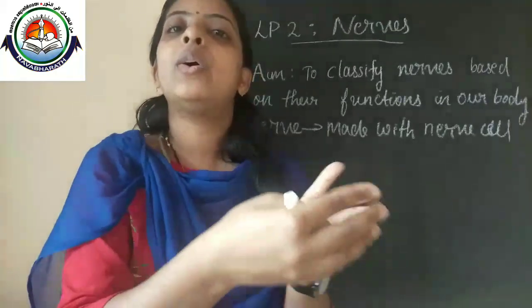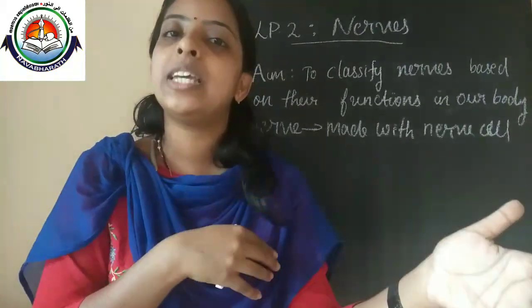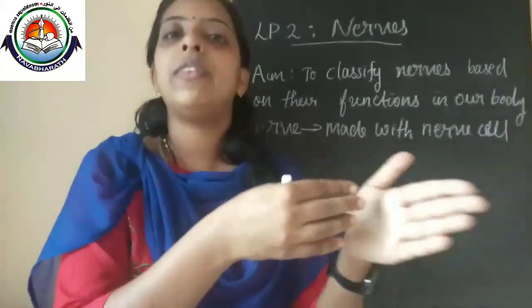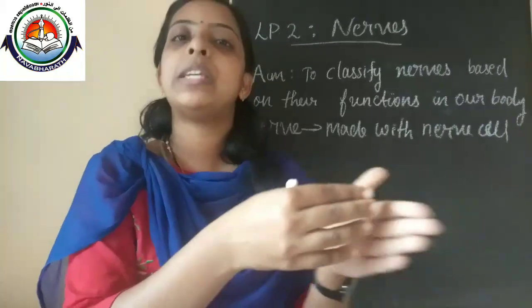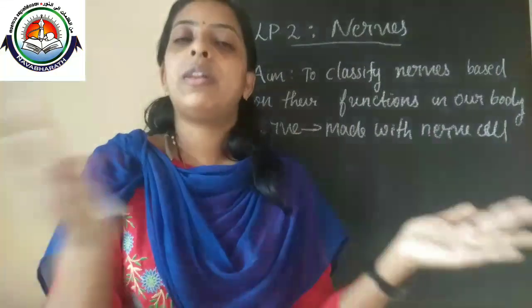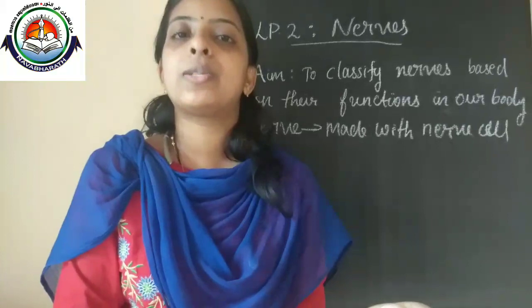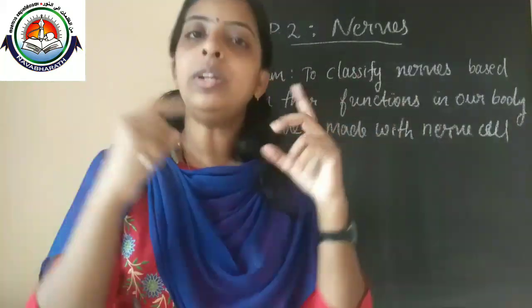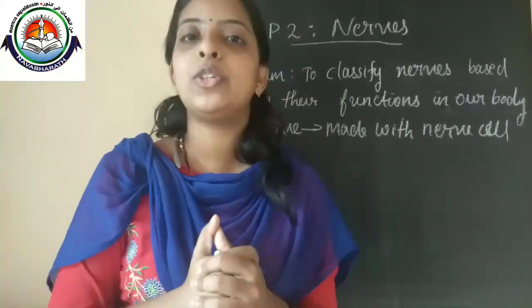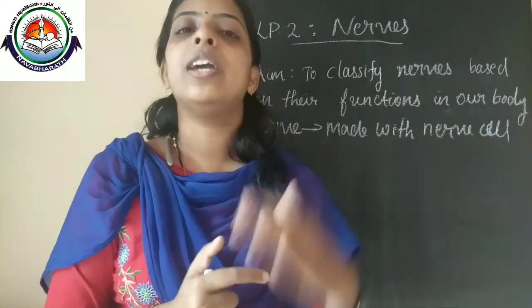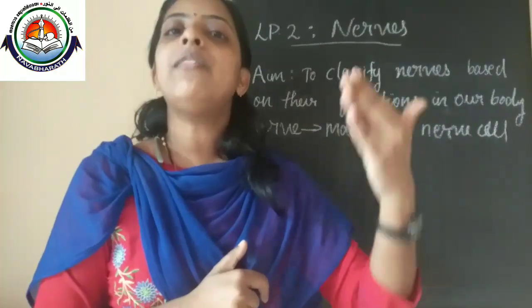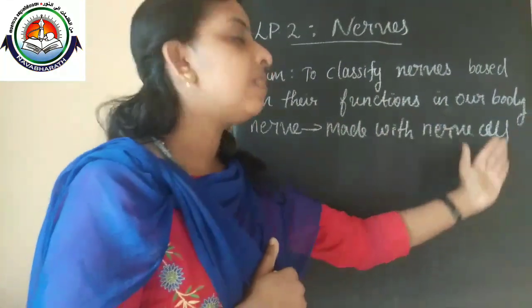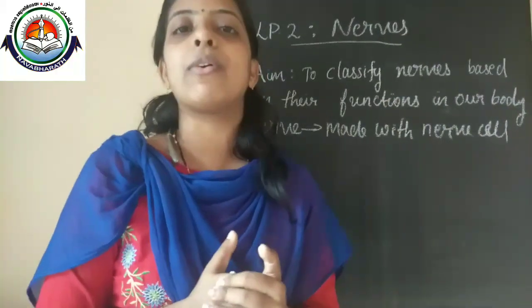It allows the flow of messages, or the passage of various information, from the brain to other parts of the body and from various parts of the body to our brain. Are you clear about the topic now? Okay, so nerve is nerve. What is it made up of? It's made up of nerve cells or neurons.